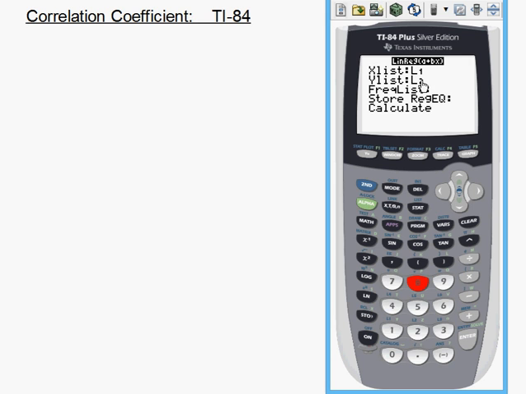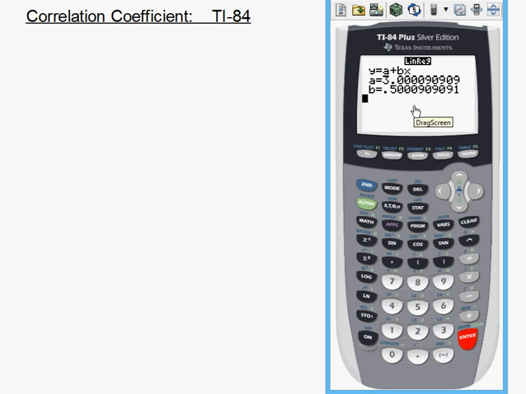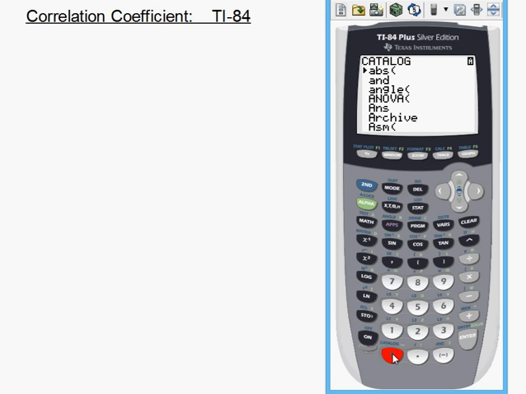We have X and Y, that's all fine. Let's just calculate. This is doing the linear regression. It's getting us the equation. And it doesn't give us the correlation coefficient yet. What we need to do, and this is in the catalog, which is down here, second 0, is turn the diagnostics on. And if we go alpha D, it should bring us to the D section of the catalog, or maybe not. All right, there we are.